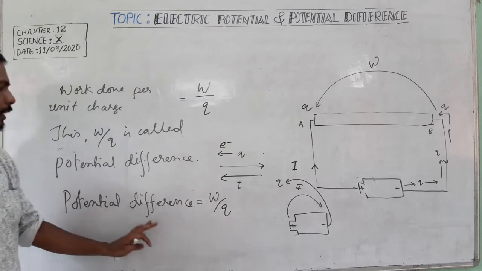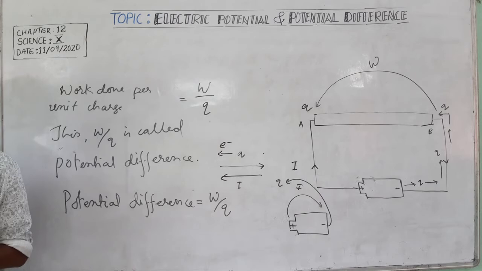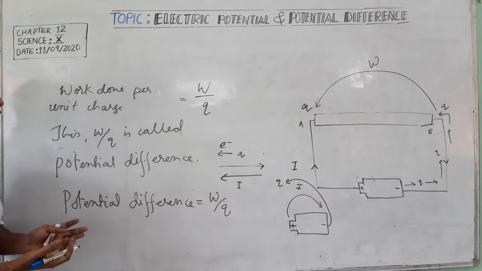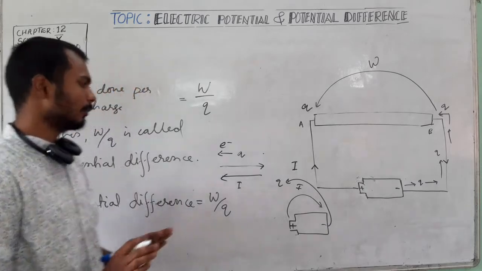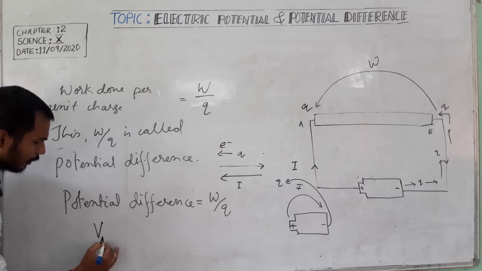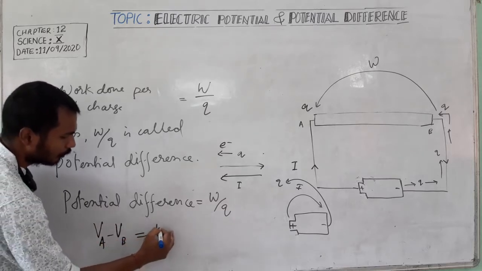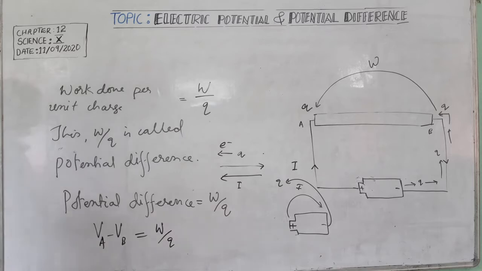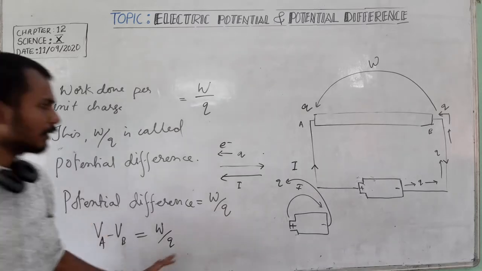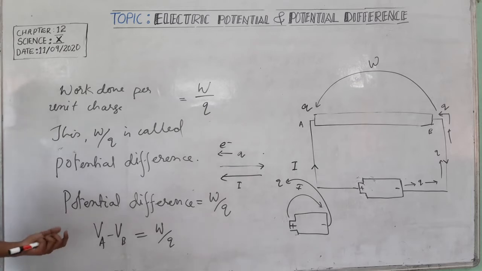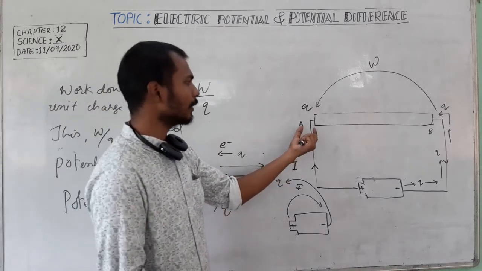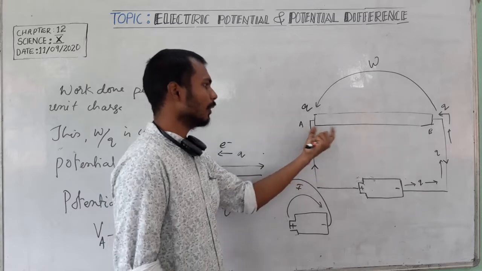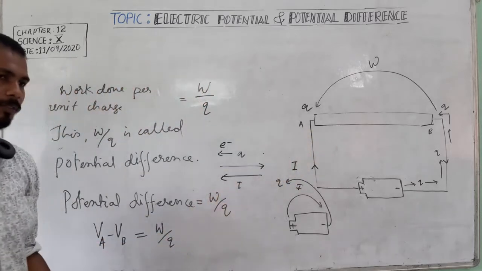And this potential difference is actually the difference of potential at point A and point B. So we can write it as VA minus VB is equal to work done per unit charge. This is the difference of potential. Potential difference means difference of potential, and which potential? It is the potential between A and B. We will subtract the potential of B from A and we will get potential difference.